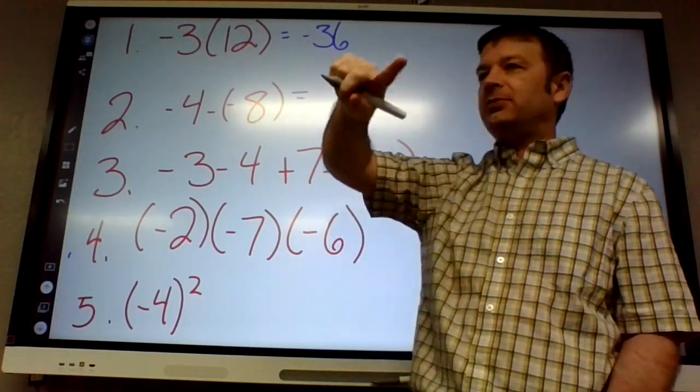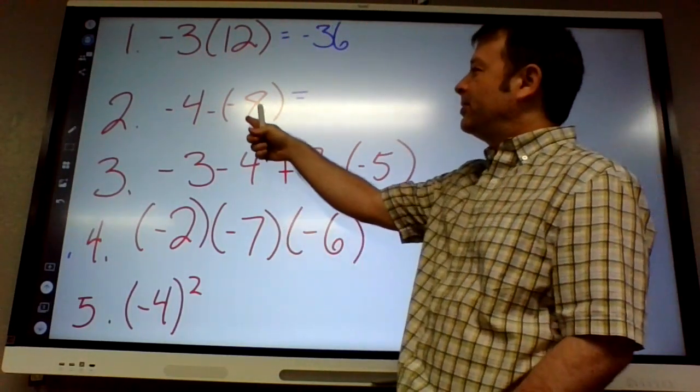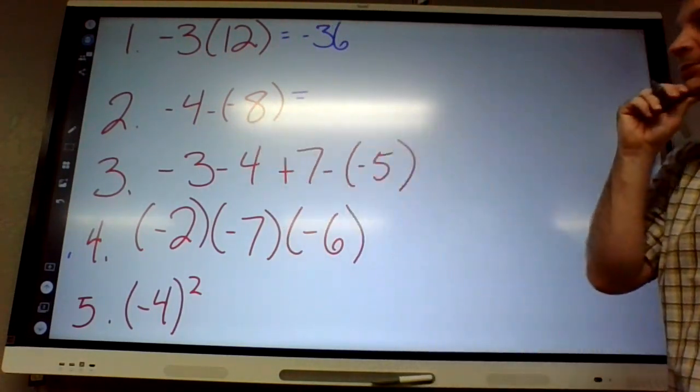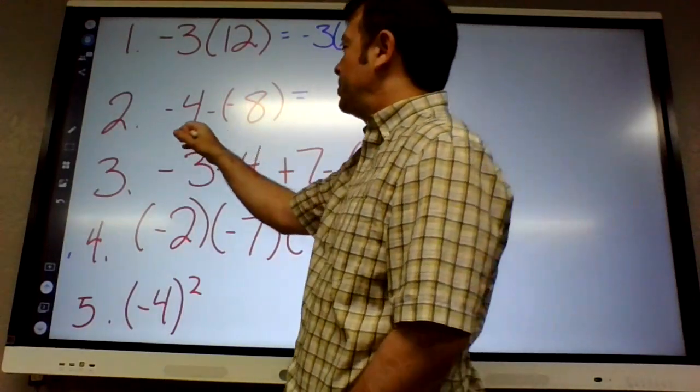All right, let's go. We'll go this one. I can't keep track of it. Jackson, what's number 2 turn into? Yeah, it turns into negative 4 plus 8, right?